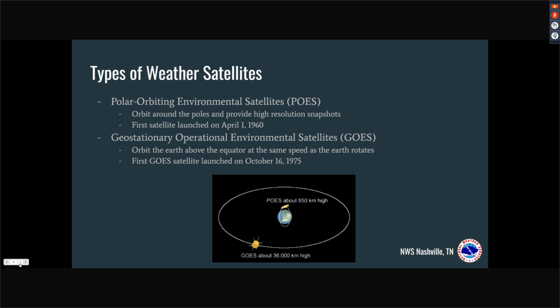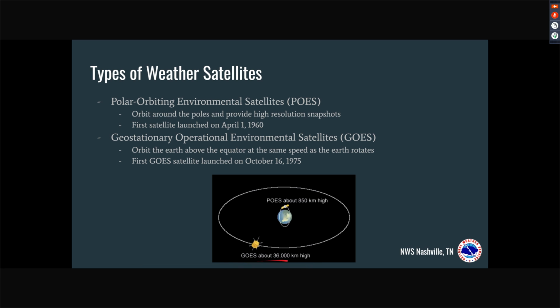But something that we'll use more often here at our office are the GOES satellites. So GOES stands for Geostationary Operational Environmental Satellites. These satellites orbit above the Earth, above the equator, at the same speed as the Earth rotates. So where the POES will orbit around the Earth, GOES satellites will basically mirror the Earth and follow the Earth in rotation, so we're actually getting a look at the Earth 24/7 from the same location. And the first GOES satellite was launched in October of 1975.